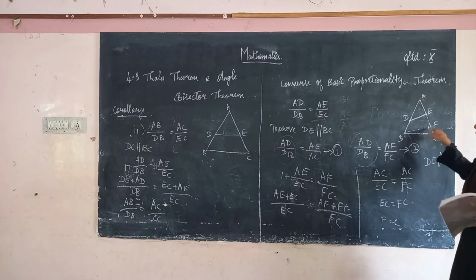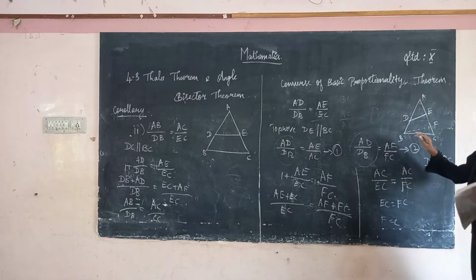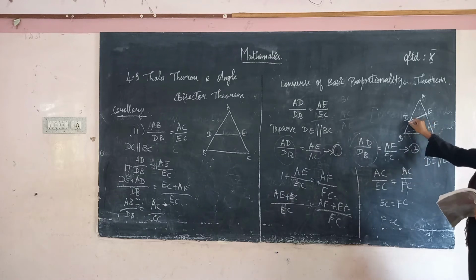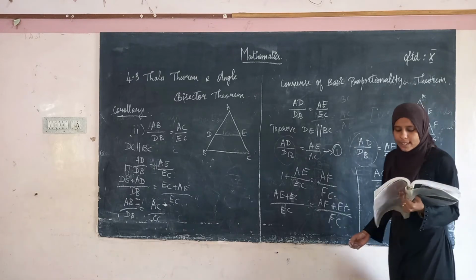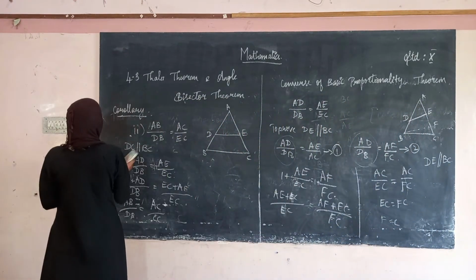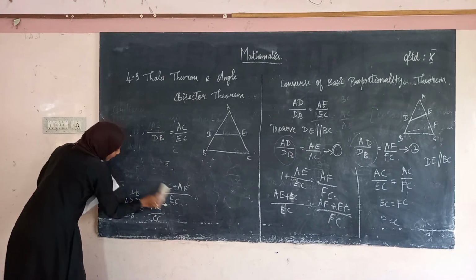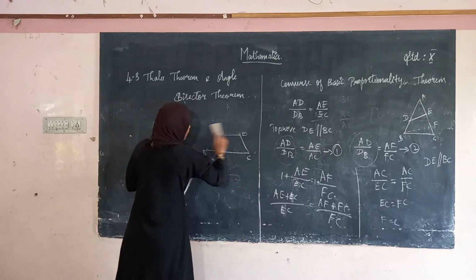There is no such line like this. We first drew a line, considering this line BF. If such a line does not exist, we can say that DE is parallel to BC. This is the converse of the basic proportionality theorem. Now let us move on to the next theorem, a very important theorem, the angle bisector theorem.